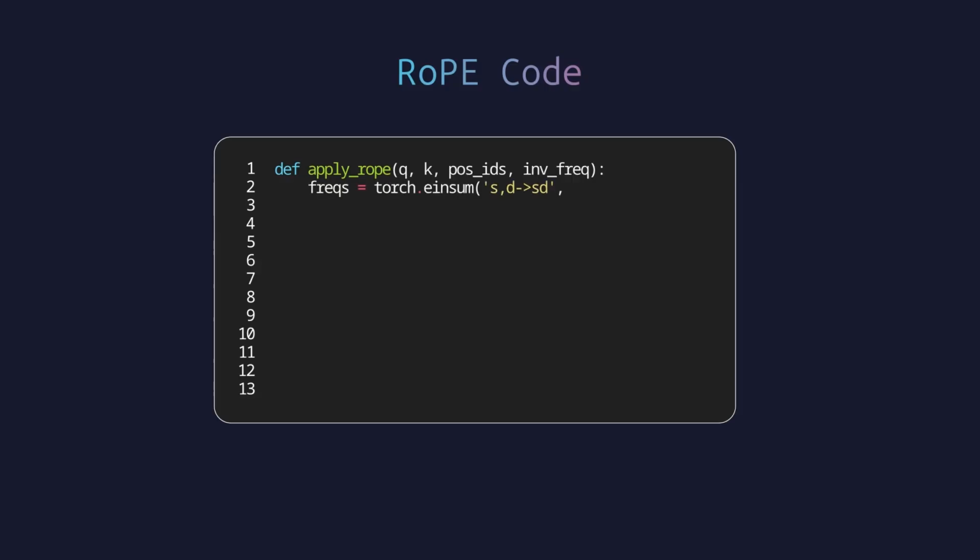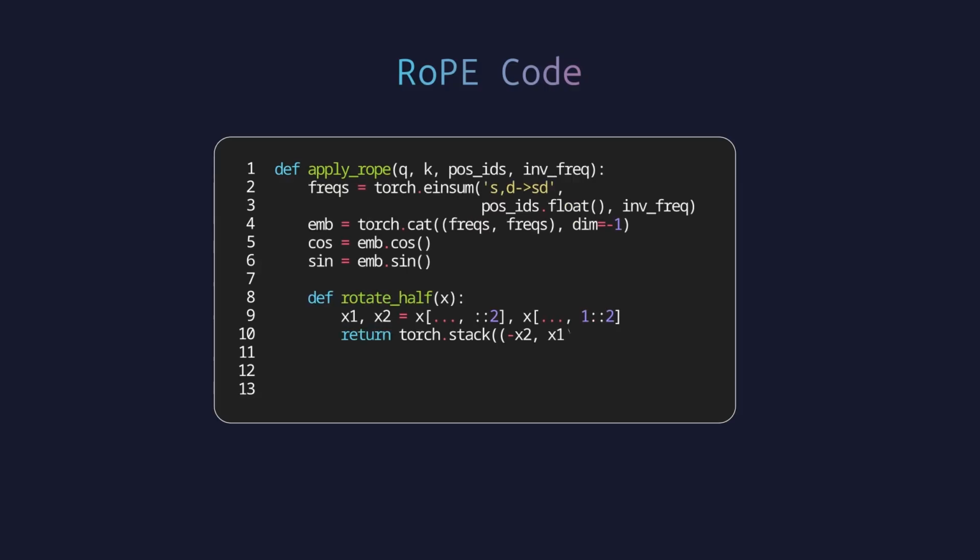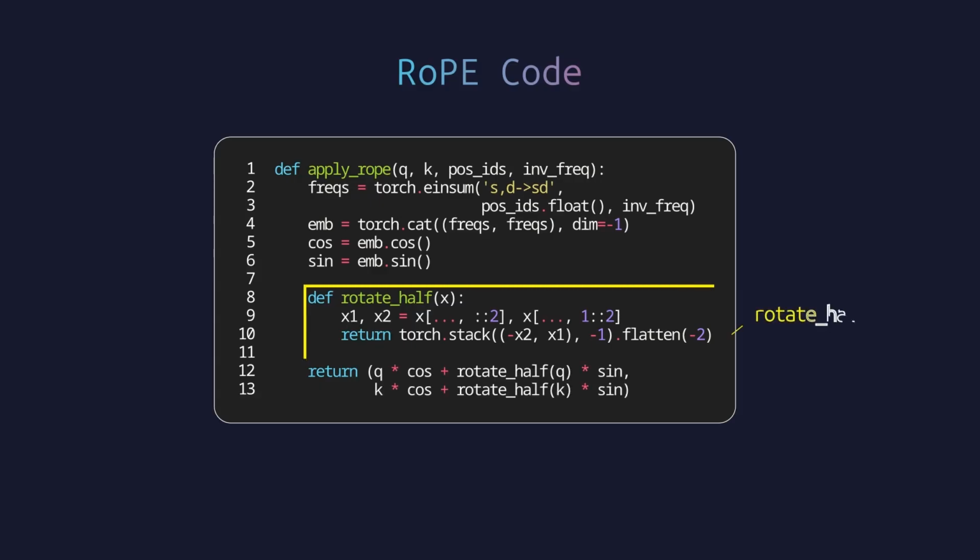Here's the minimal PyTorch implementation. Compute inverse frequencies, then use einsum to broadcast across positions. Concatenate to match the head dimension, take cosine and sine. The rotate half function swaps and negates pairs. Multiply the original vectors by cosine, add the rotated halves times sine. That's it, RoPE in 15 lines.